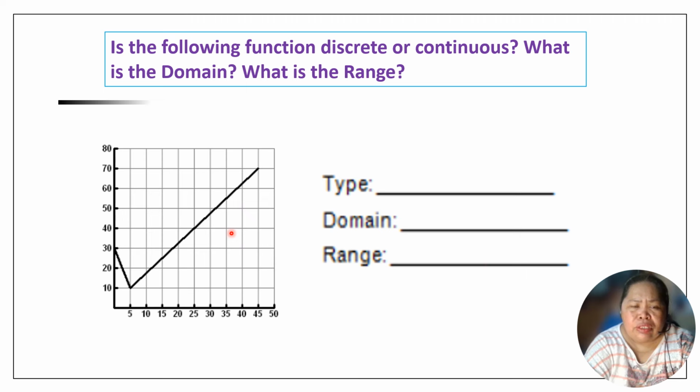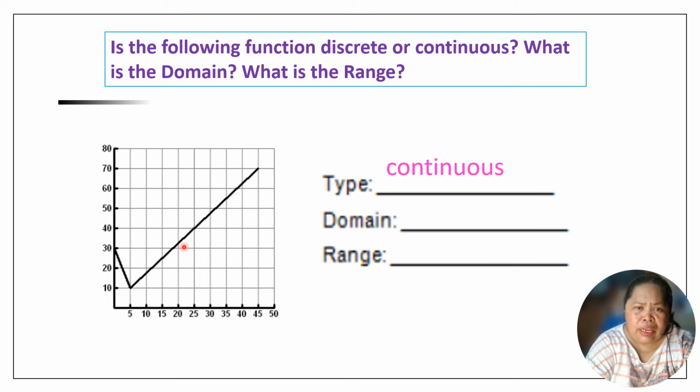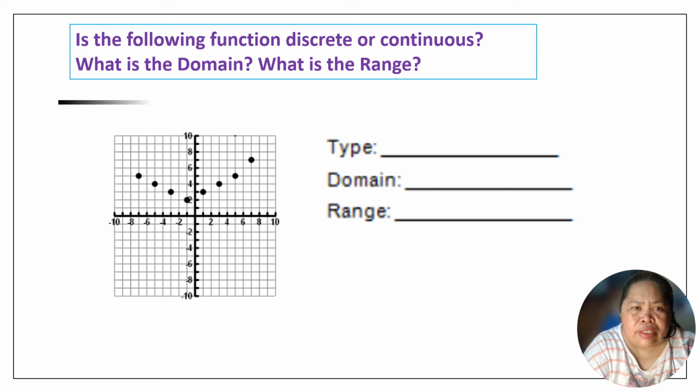Now, is the following function discrete or continuous? What's the domain and what's the range? So, this type is continuous. And the domain is 0 to 45, so 0 to 45 here. And the range is 10, no? Because it goes from 10 and then becomes 70 at 45. Okay.